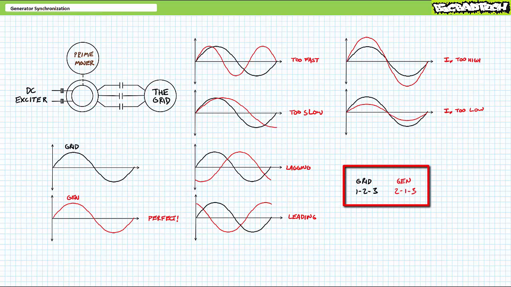To make matters worse, what if you screwed up the connections to the contactor linking the generator and grid? For example, if you went 1, 2, 3 for the grid and 2, 1, 3 for the generator, even if you had voltage, frequency, and phase shift correct, you'd still have sequence messed up. Believe me, you do not want to close the contactor with an incorrect phase sequence.